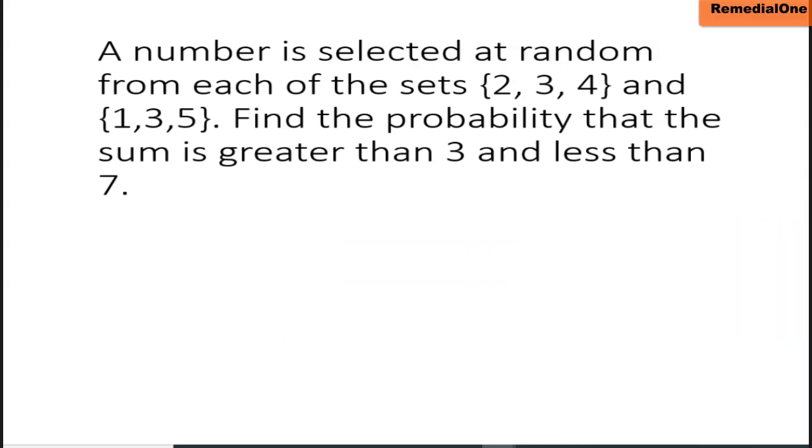So let's start. A number is selected at random from each of the sets {2, 3, 4} and {1, 3, 5}. Find the probability that the sum is greater than 3 and less than 7. So in this particular question, we need to draw the sample space. Of course, there are other methods that you can use to solve this question, but let's use the sample space.